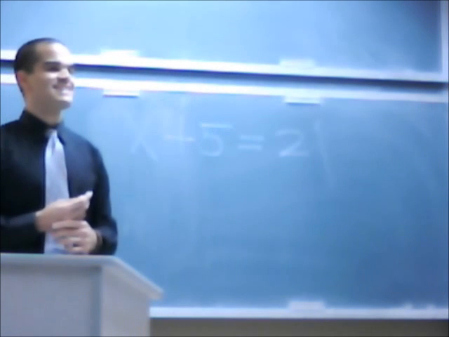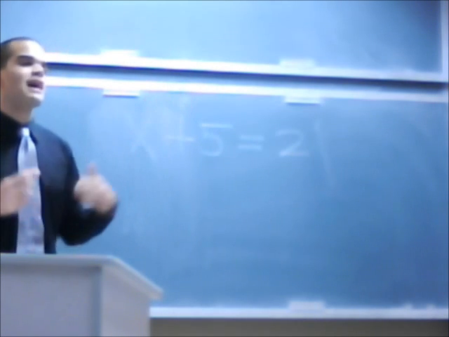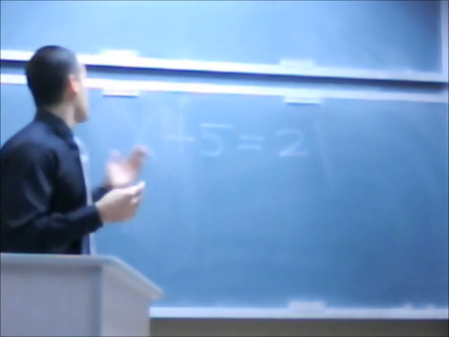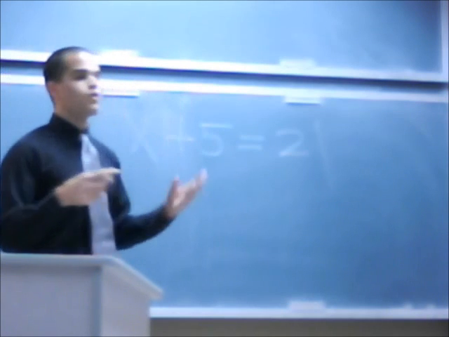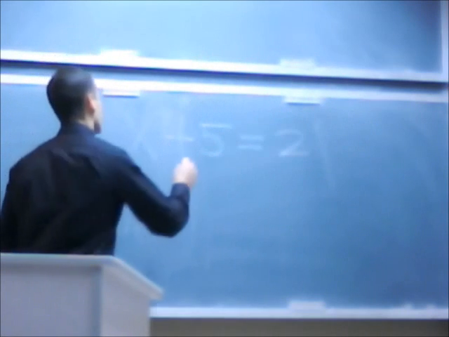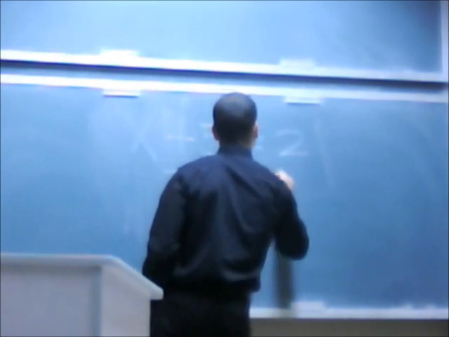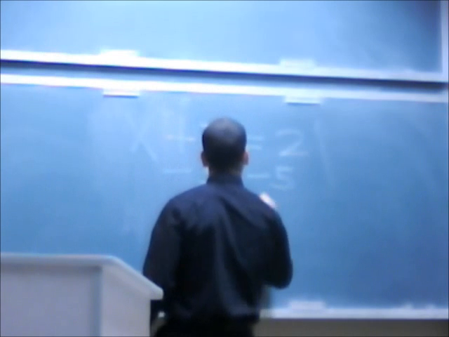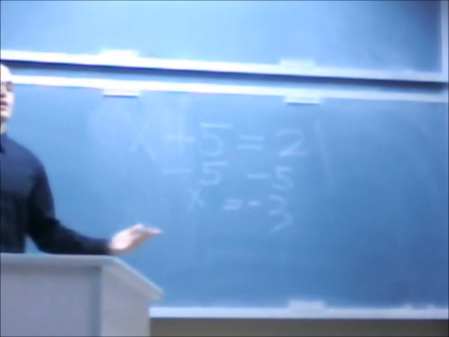So in this case, what would you do to solve this one-step equation? Brittany? Subtract by 5 on both sides. Subtract by 5 on both sides. Why would you do it on both sides? Because you want to be able to isolate the x and be able to get the number on the other side, right? So in this case, you subtract by 5 and you get x equals -3, right?